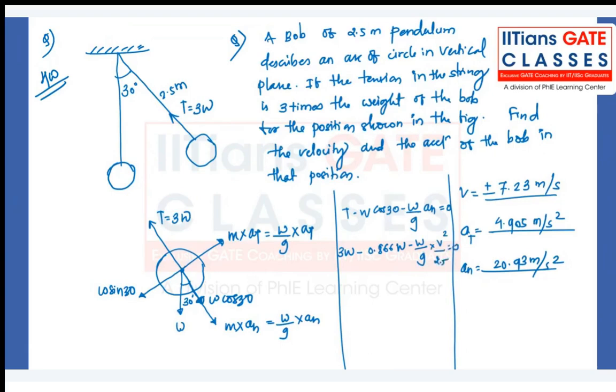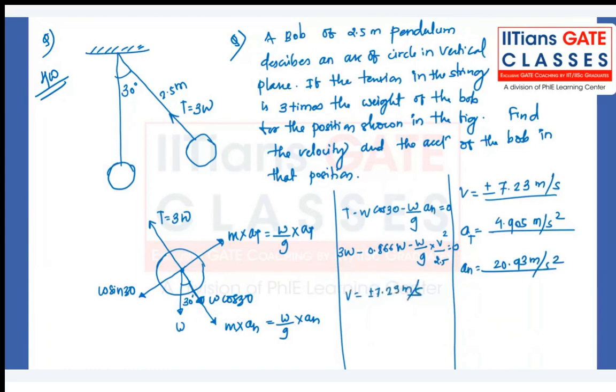So you have the W value, right? And you can just calculate it. W is not given, right? Yeah, but you can take it common and cancel it out. So 3 minus 0.866 multiplied by g, multiplied by 2.5 is equal to v square, and so v is equal to, you will get around plus or minus 7.23 meters per second.